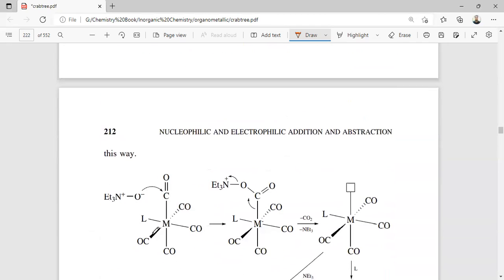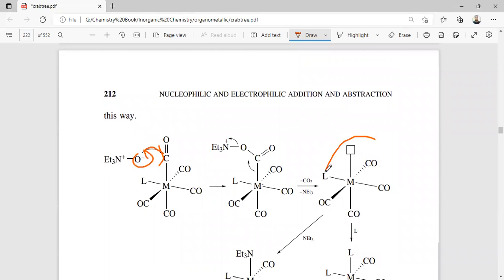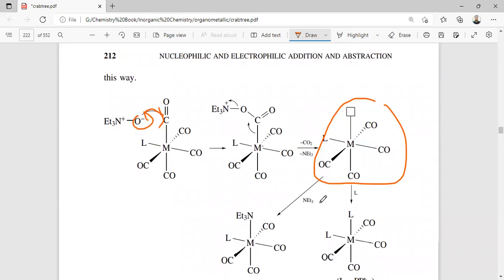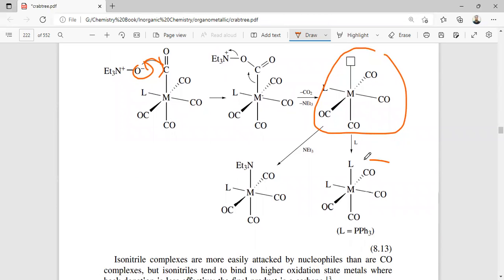So this is the example. Here the Et3NO oxygen is a nucleophile that will attack the carbon center. From this intermediate, upon elimination of CO2 and NH3, this unsaturated metal intermediate is formed. That will coordinate to NH3 or another ligand to form this saturated metal intermediate.